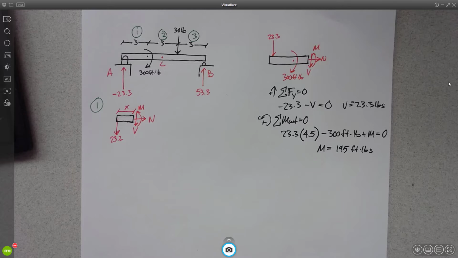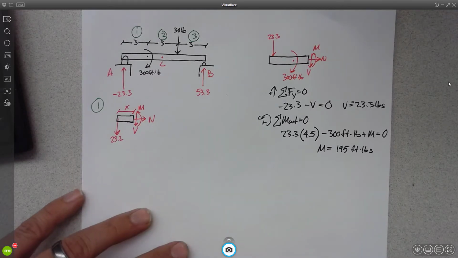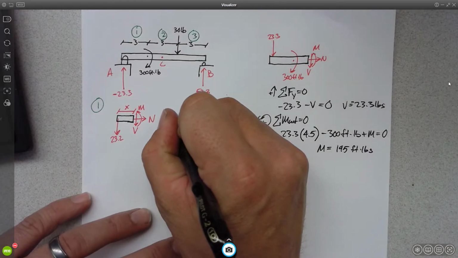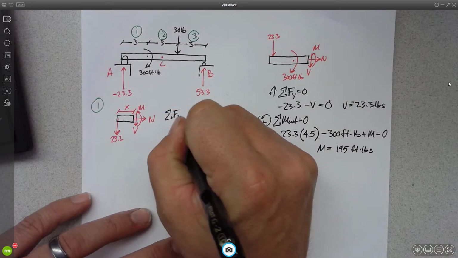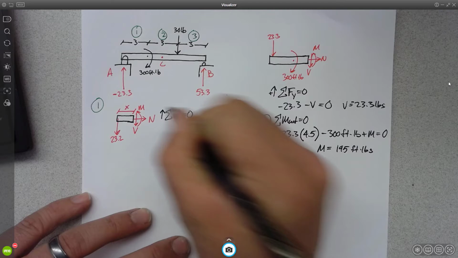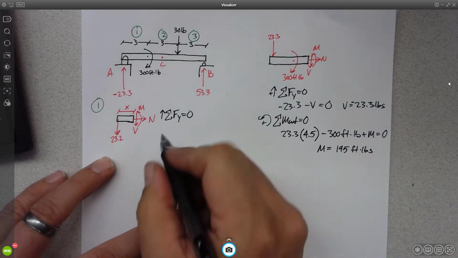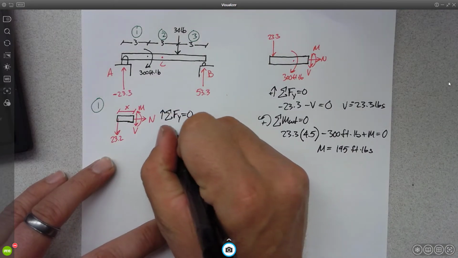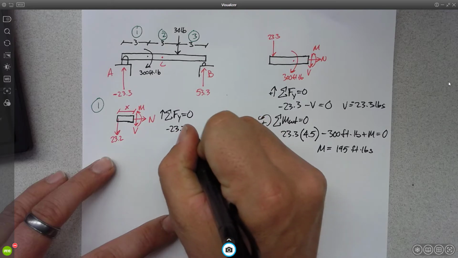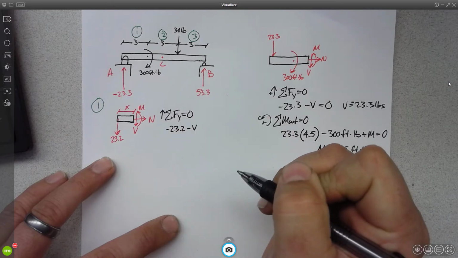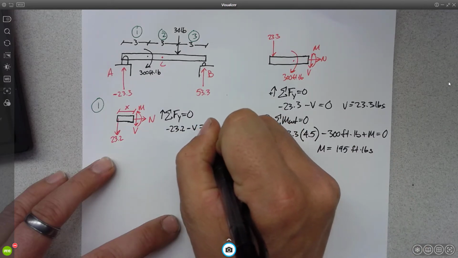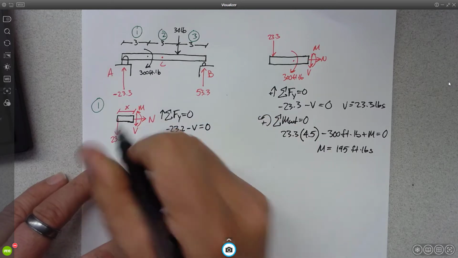Okay? Now we write our equations of equilibrium. So I'm going to say sum of the forces in the y has to equal 0. Okay? So it looks like in the y I have negative 23.3 minus V equals 0. Is it 23.3? Sorry.